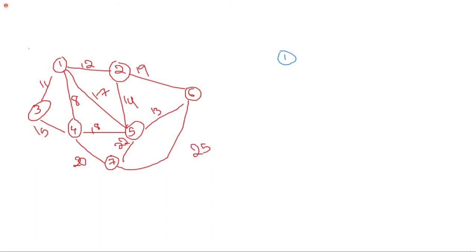1 to 4. 1 to 4 is the minimum one. Very good. Now I'm considering it like 8. Next minimum one, among all the costs, is 1 to 3. 3 is the next minimum one. Next minimum cost is 1 to 2. Very good. It is 1 to 2.